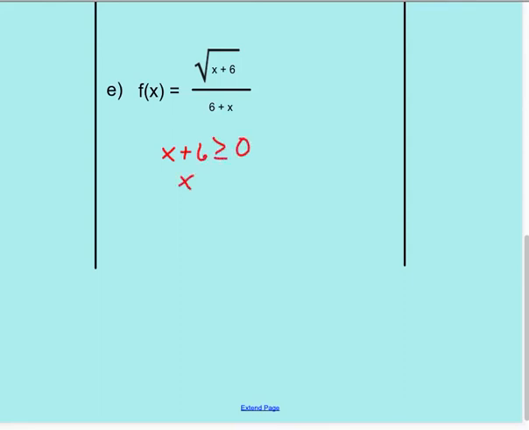So x needs to be greater than or equal to negative 6. When we look at the denominator, 6 plus x cannot equal 0. Therefore, x cannot equal negative 6. So when we put these two domain restrictions together, our final domain is x must be strictly greater than negative 6. Because if we put negative 6 in, yes, the numerator would be okay, but the denominator would give us division by 0.